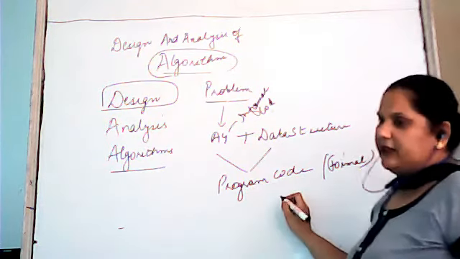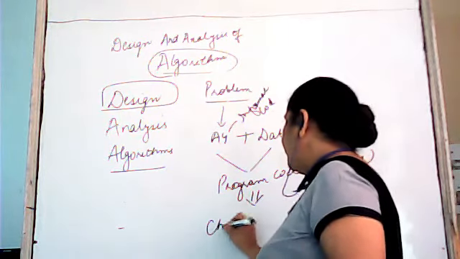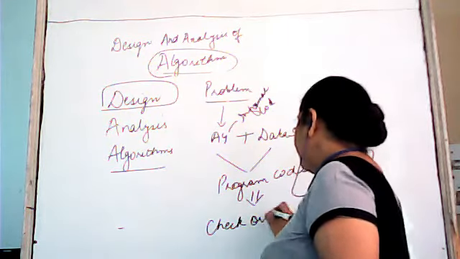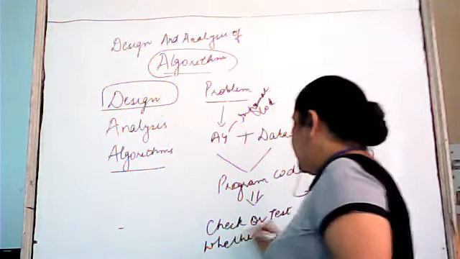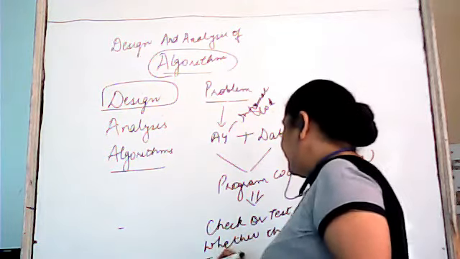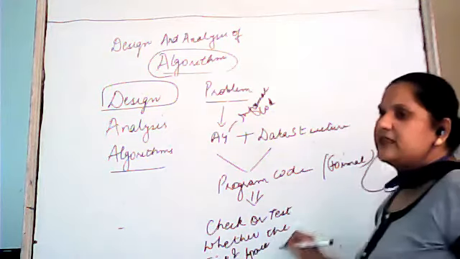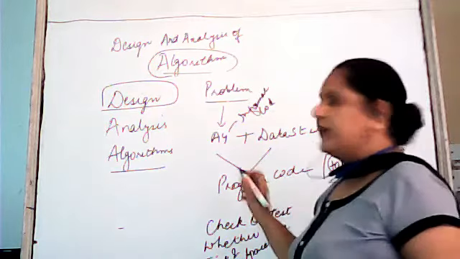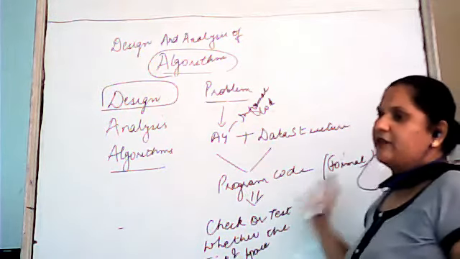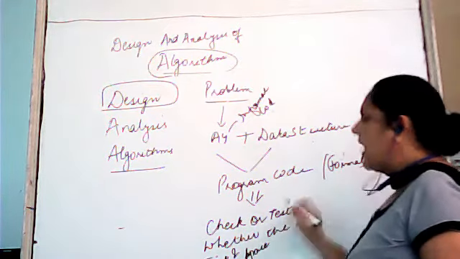After the program is written in any language, then you have to check or test whether the time and space taken by this program is the same as you analyzed while doing the space and time analysis of this algorithm. Okay, so this is how you will check or test after it is executed.